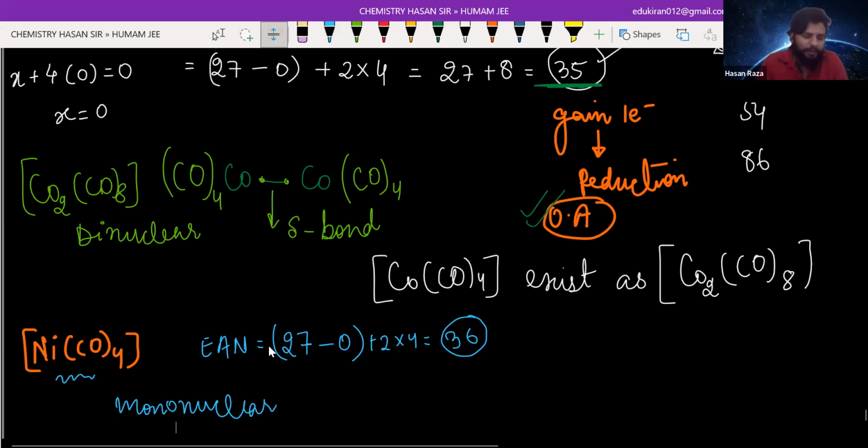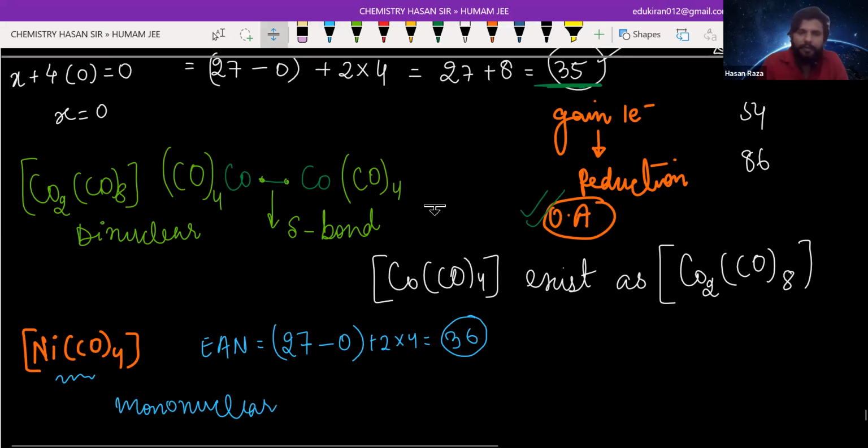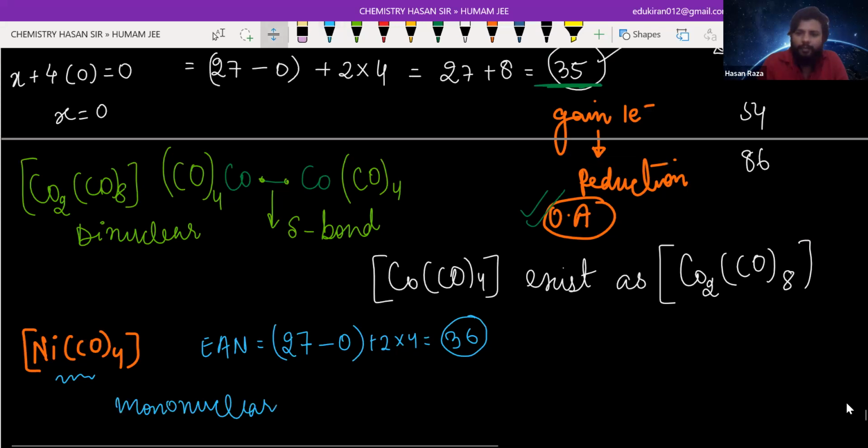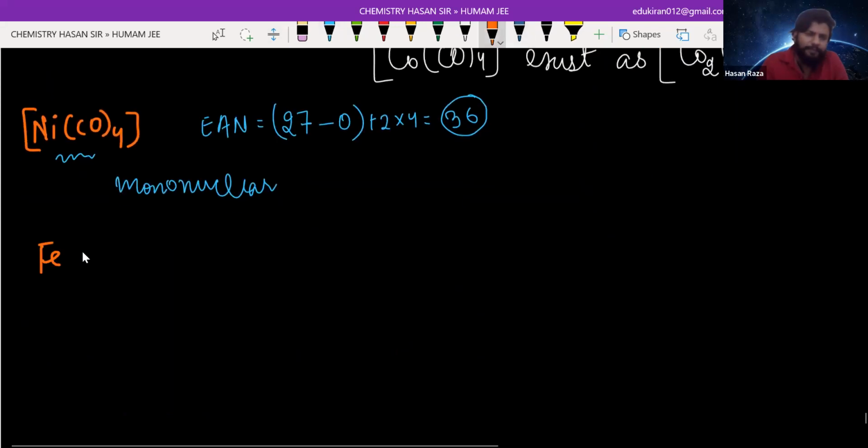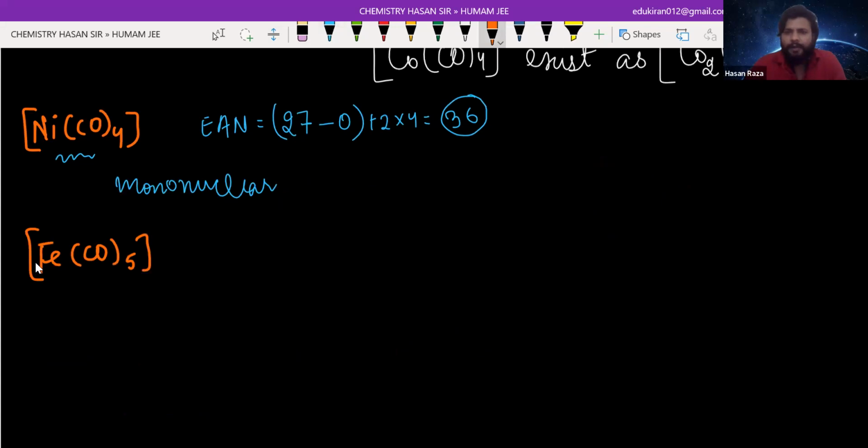Very easy. The next I'm going to ask you, the last one. This has been asked in NEET basically. Fe(CO)5. Is it mononuclear, dinuclear, tetranuclear, trinuclear, what is it?